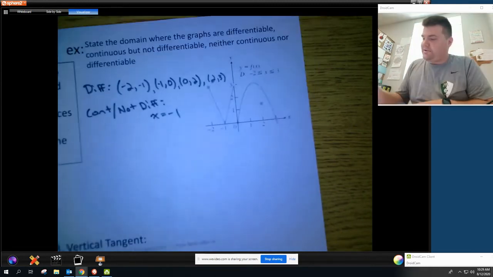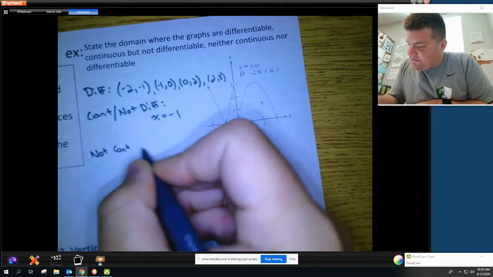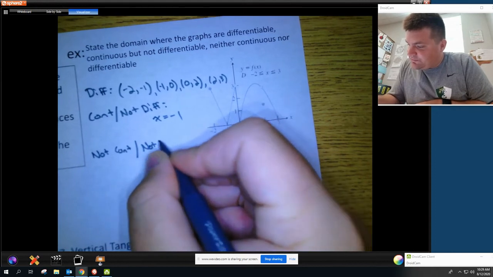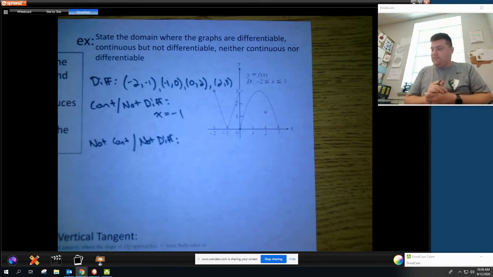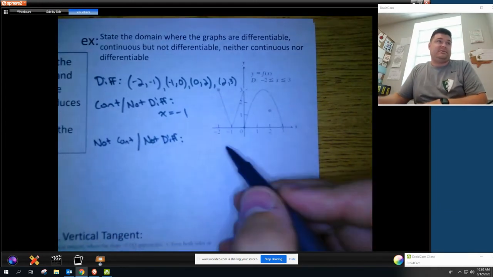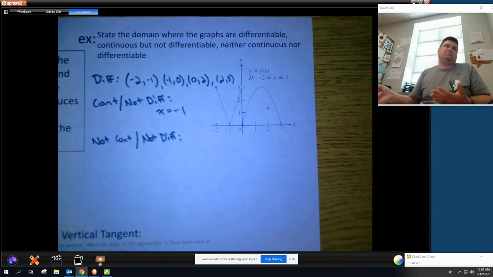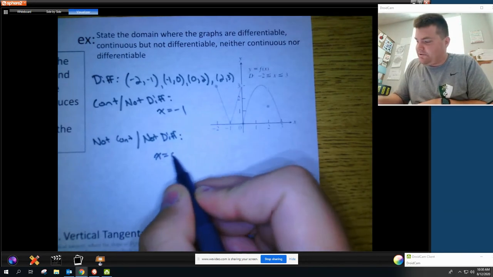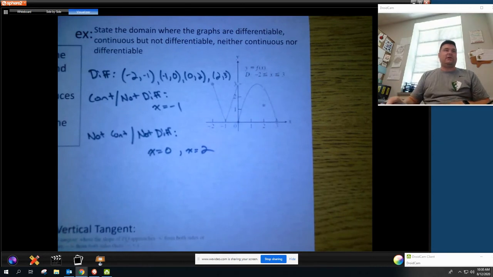And then the last one was going to be here, not continuous, not differentiable. So pretty much going off the same thing that we just did, but now where it's not continuous, not differentiable. So it's not continuous here or here. Because if it's not continuous, it's not differentiable. So it's going to be x equals 0 and x equals 2. All right, so that just talks about differentiability. And that's going to wrap up our video.